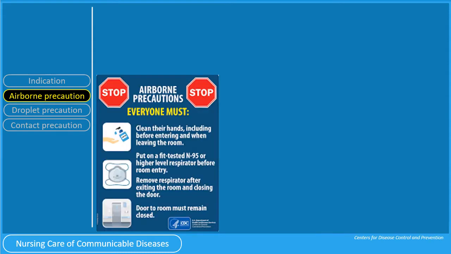This is an example of a signage placed on the doors of patients with airborne precaution. It reminds healthcare workers to clean their hands, including before entering and when leaving the room, put on a fit-tested N95 or higher level respirator before room entry, and to remove the respirator after exiting the room and closing the door, and to remind them that the door to the room must remain closed.